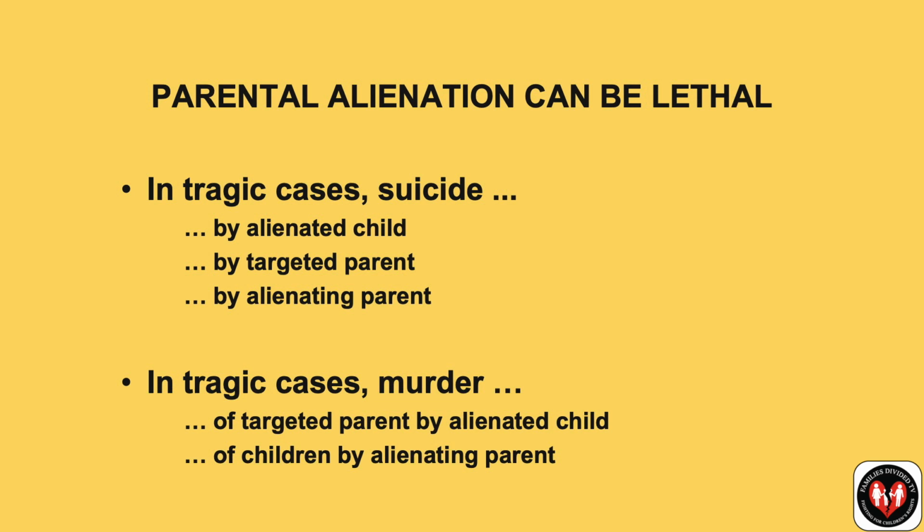And in some tragic cases, murder occurs. For instance, there have been a few cases where the alienated child killed or helped to kill the targeted parent, the rejected parent, or what has happened more often, the alienating parent kills the children and also then kills themselves. And both moms and dads have done this.